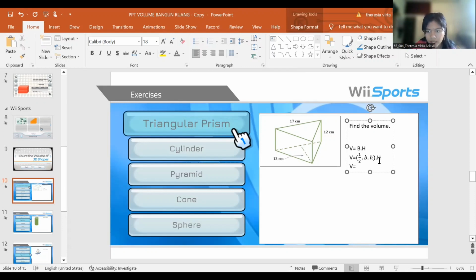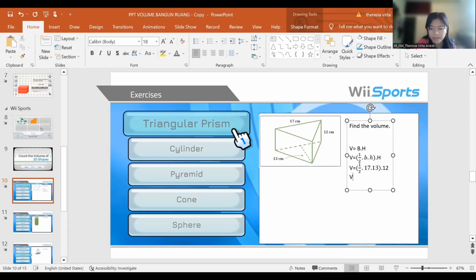So we get a half point B. What is the measure of the base? You can look on the base. The base is 17 centimeters, okay? 17 centimeters. And then how about the height of the base? The height of the base is 13. Now the height of the 3D shape, the triangular prism, is 12 centimeters.